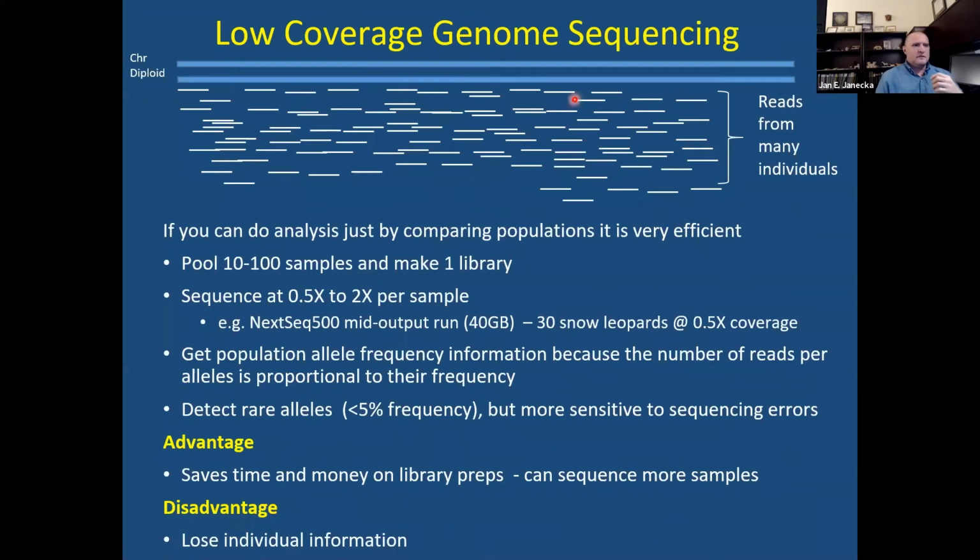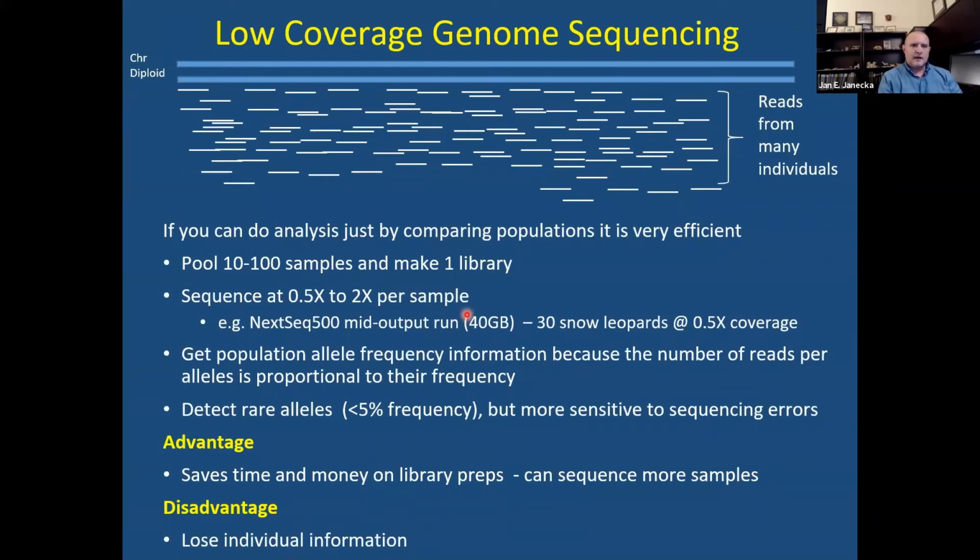So again, with low coverage sequencing, you're getting potentially reads from entire chromosomes at light coverage. One advantage of doing this is that you basically can pool all the samples together and sequence one library, and you're going to be able to get a good estimate of the allele frequencies from the number of reads that are mapping to each of the different alleles. You're basically able to fairly efficiently get a snapshot of the whole genome within a population, right?